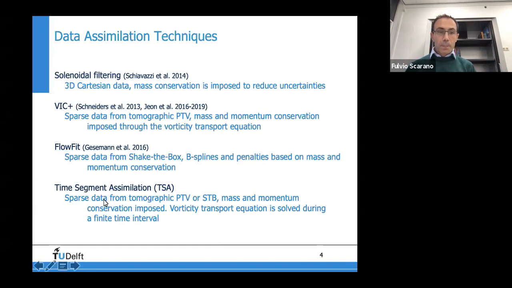And what I will speak about is the TSA, Time Segment Assimilation, which is very similar to VIC+, because it does use the vortex in cell engine to march in time. But the difference is that the vorticity transport is not solved at one time instant or with a little increment, but it is solved during a finite time interval.